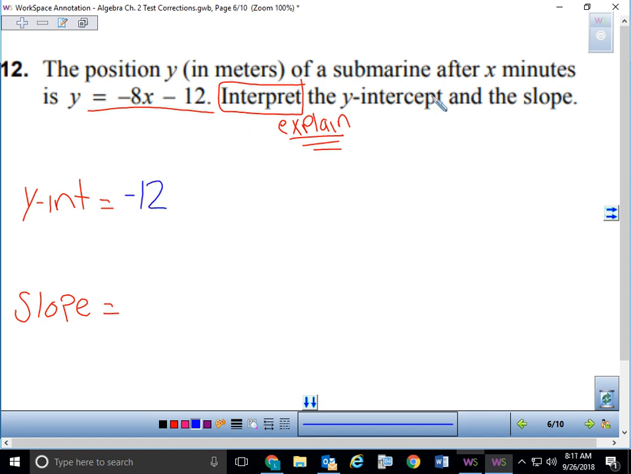Well, in this real-world problem here, and in general, y-intercepts represent a starting value. So when I'm saying my y-intercept is negative 12, the way I'm explaining or interpreting this is that the sub is starting 12 meters below the water. That's where he's hanging out. Before any time has passed, they're just 12 meters below the water.